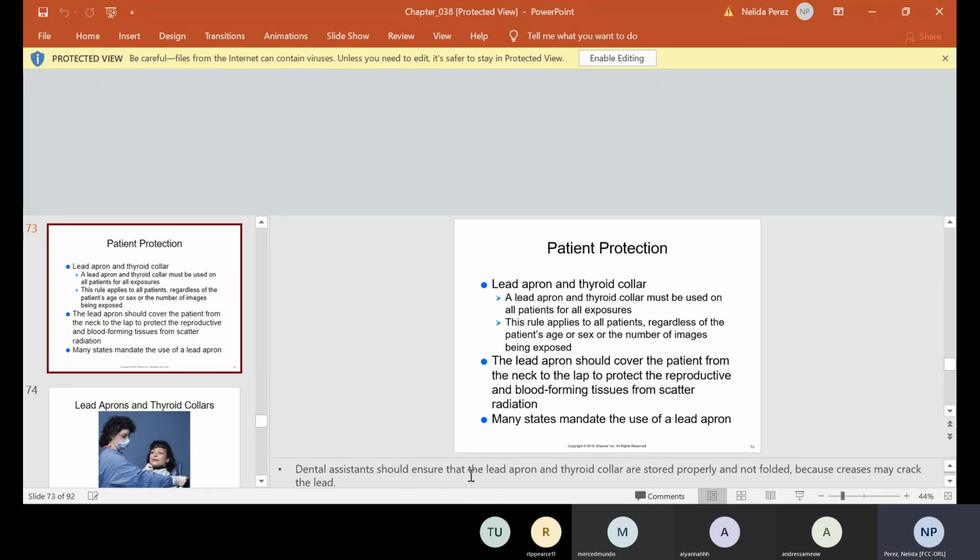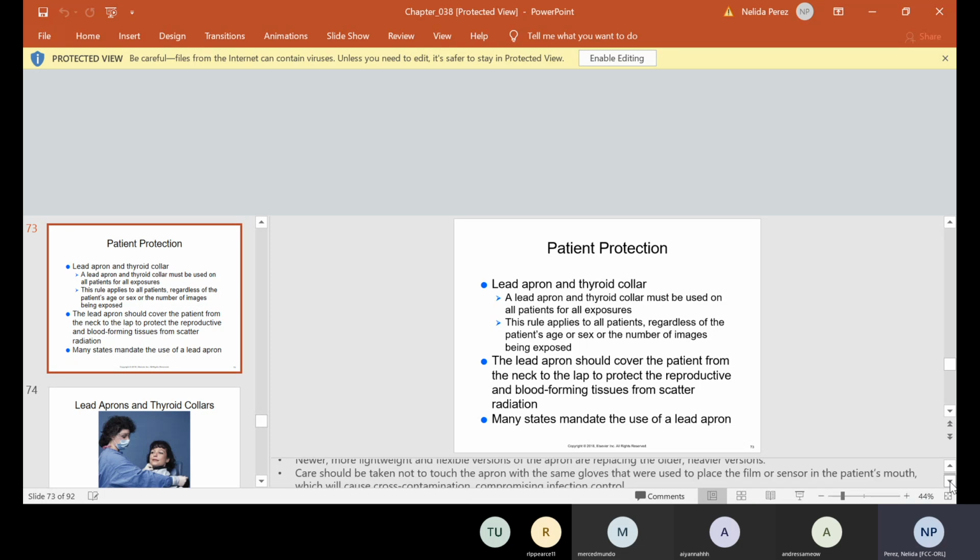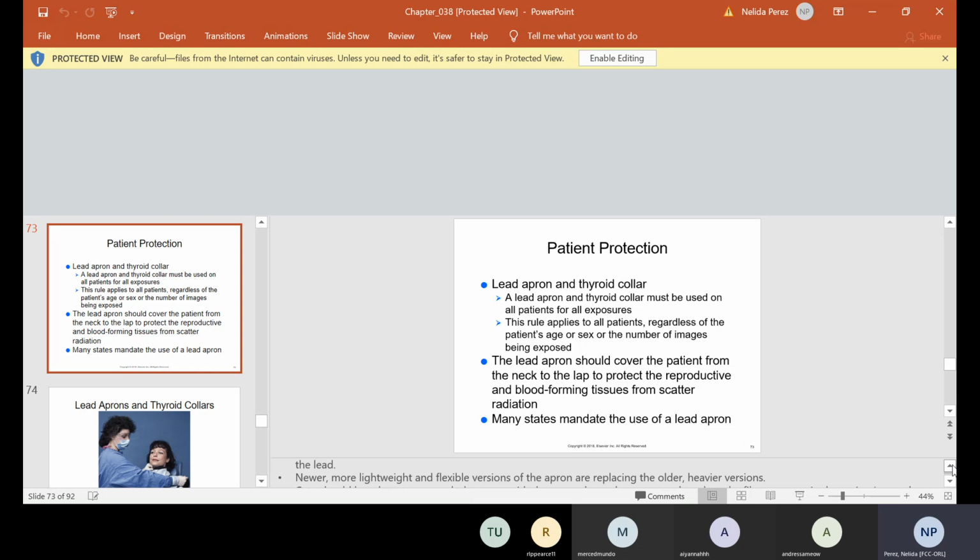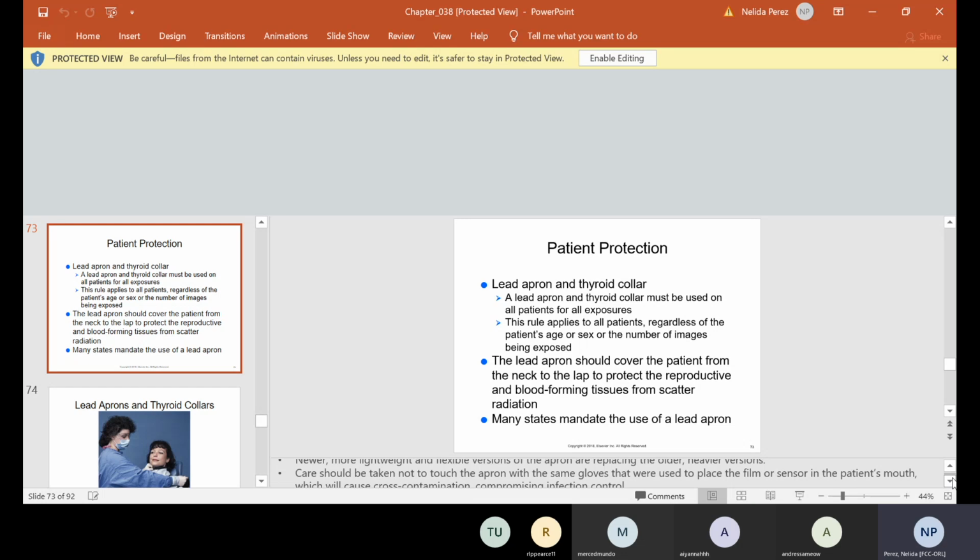Okay, as I mentioned to you yesterday, it is to be hung and stored properly and not folded because creases may crack the lead inside of it. Now, newer models, more lightweight and flexible versions of the apron, are replacing the older heavy versions. And care should be taken not to touch the apron with the same gloves that were used to place the film or sensor in the patient's mouth, which will cause cross-contamination, compromising infection control.